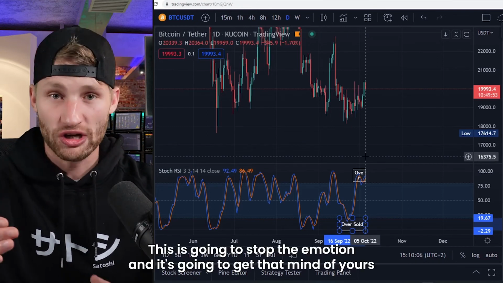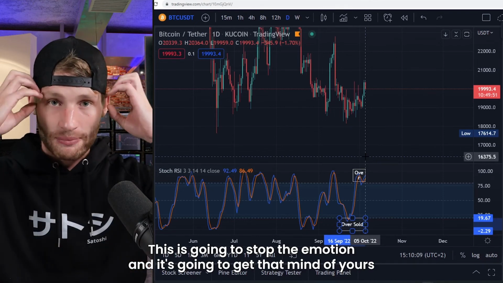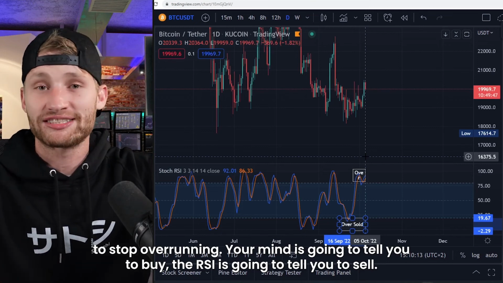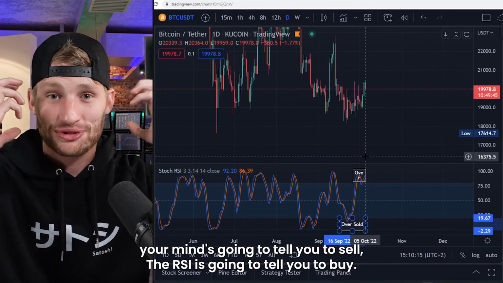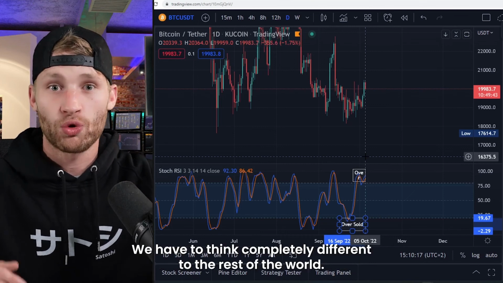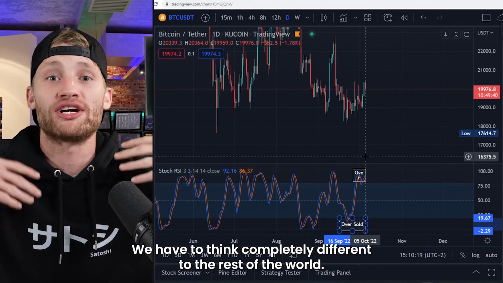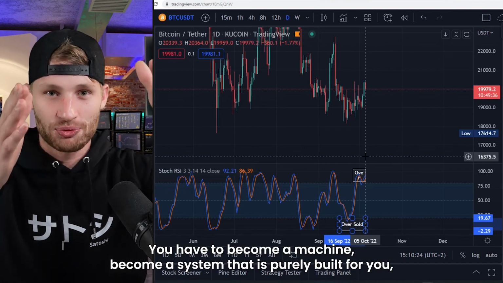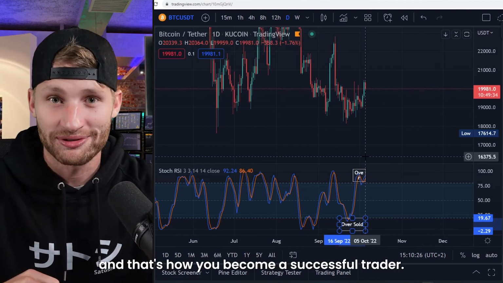This is going to stop the emotion, and it's going to get that mind of yours to stop overrunning. Your mind's going to tell you to buy. The RSI is going to tell you to sell. Your mind's going to tell you to sell. The RSI is going to tell you to buy. We have to think completely different to the rest of the world. You have to become a machine, become a system that is purely built for you. And that's how you become a successful trader.